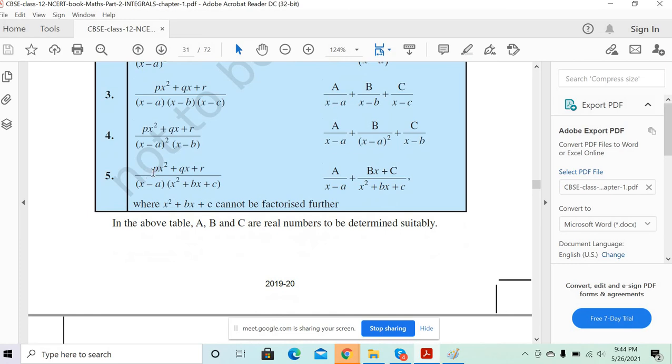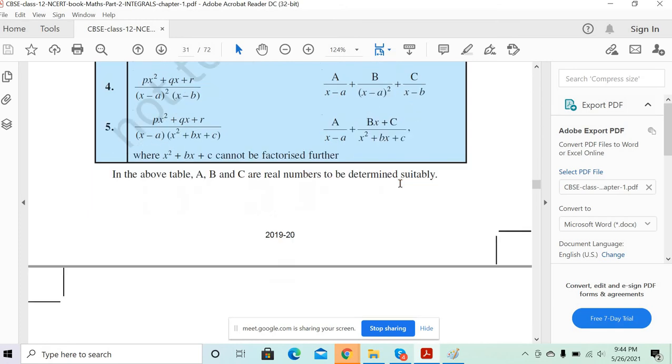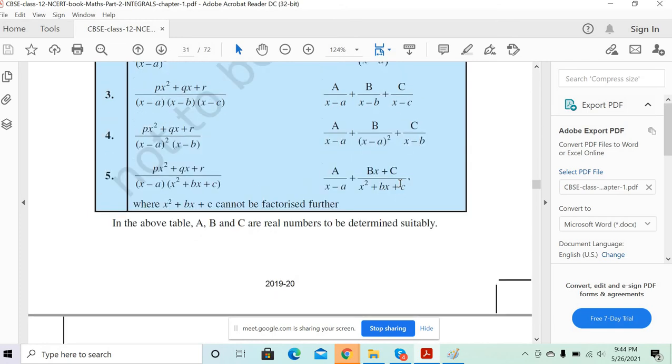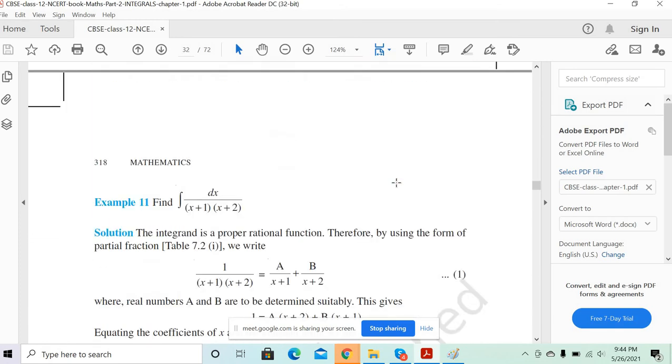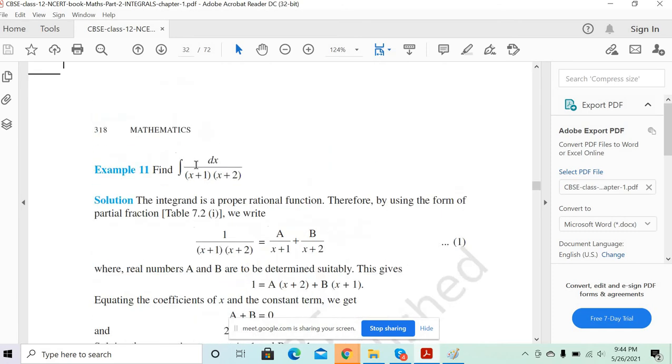Similarly, the fifth one. You see the denominator degree is 3 and the numerator degree is 2, so you can apply it. So here the denominator is separated: A/(x − a) + (bx + c)/(x² + bx + c). Clear? Yes, sir. Okay, one by one we'll try to understand here. I'll explain to you how we find it out. Now let's go to example 11.